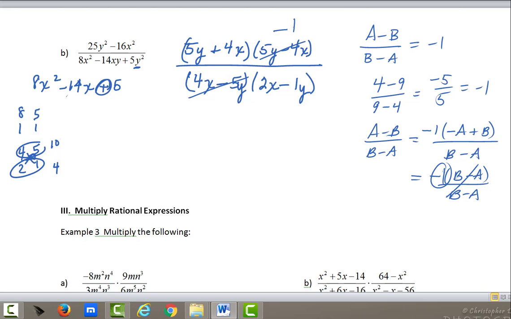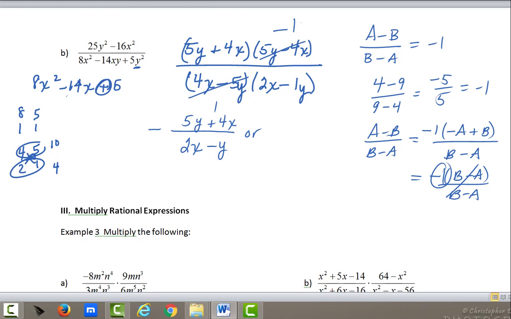Do not put a negative 1 in both places. You can put a 1 down here if you want. But if you put a negative 1 in both places, a negative divided by a negative is a positive. So generally when you have that factor of negative 1, you can put it right next to the fraction bar. And your answer will be 5y plus 4x over 2x minus y.